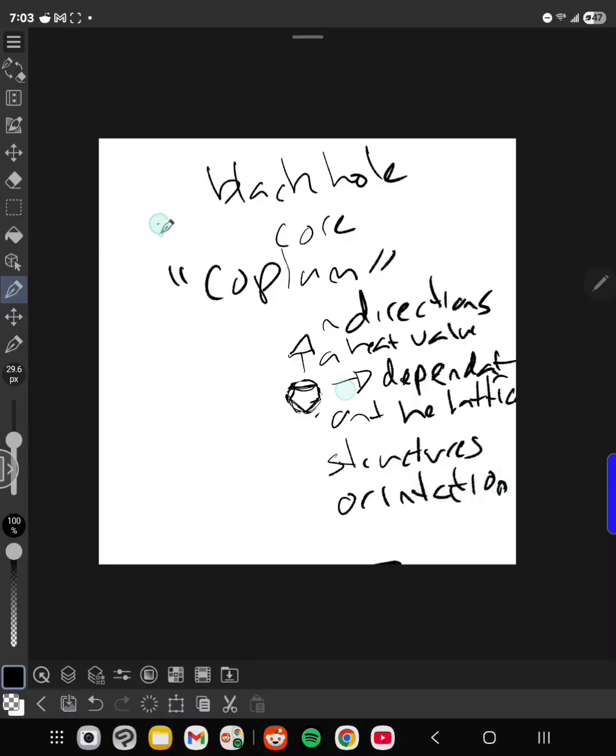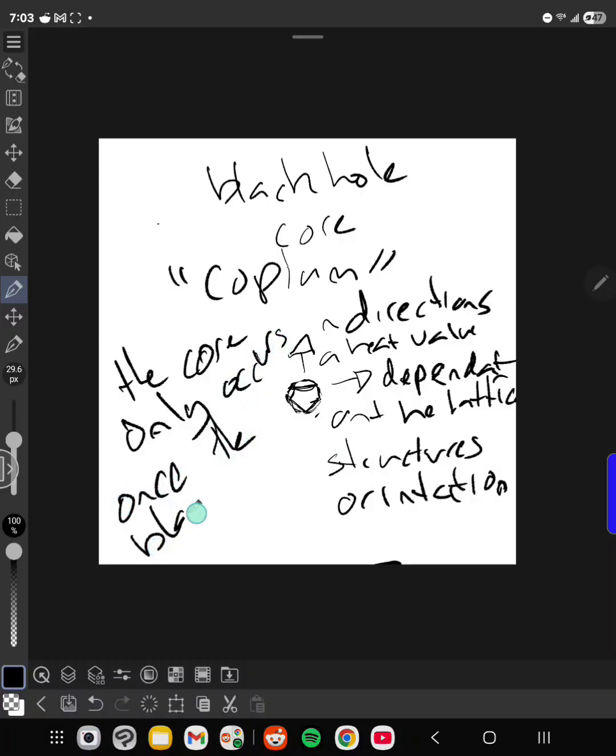Oh, this has to come at a certain point. The core only occurs once the black hole is stabilized. That means there's an activation mode.